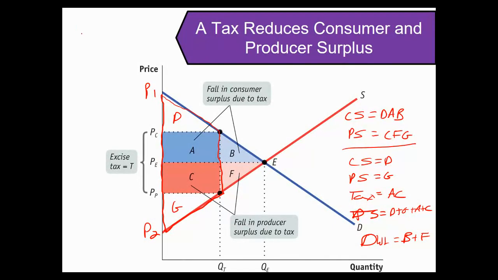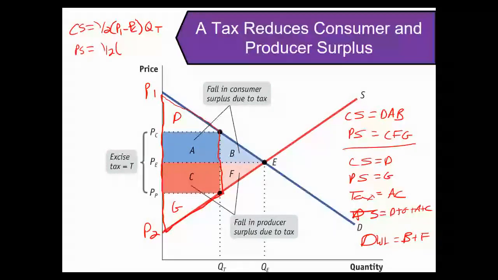So if we go up here, consumer surplus after taxes would be 1/2 times P1 minus PC times QT, algebraically. Producer surplus after taxes would be 1/2 times PP minus P2 times Q2, or QT, I'm sorry. The tax revenue, I'll just put TR, tax revenue would be PC minus PP times QT.